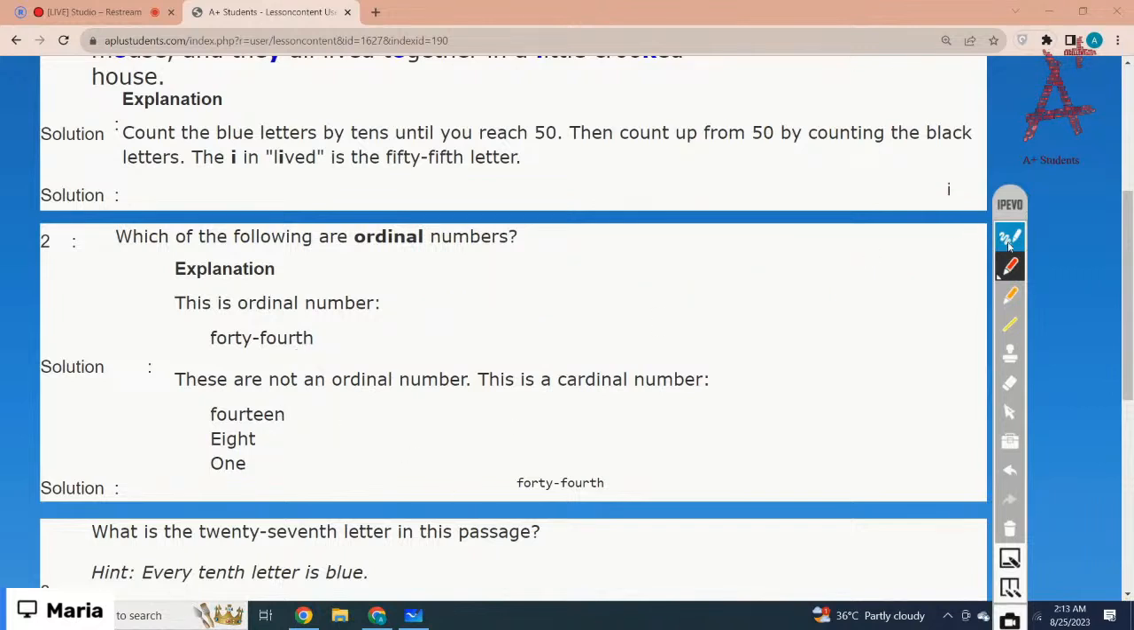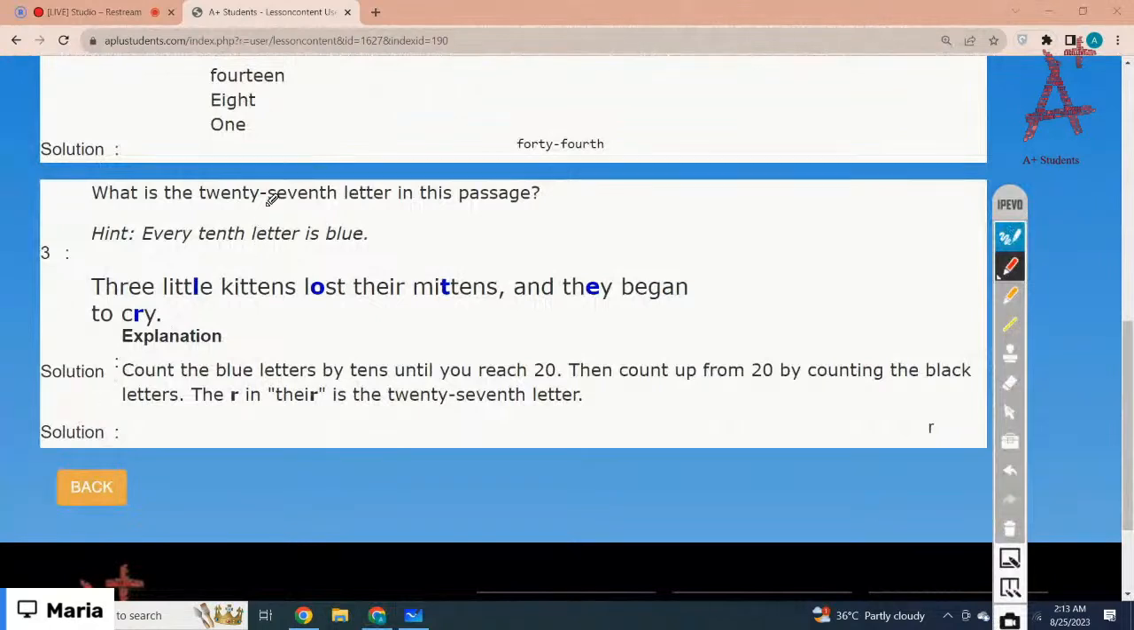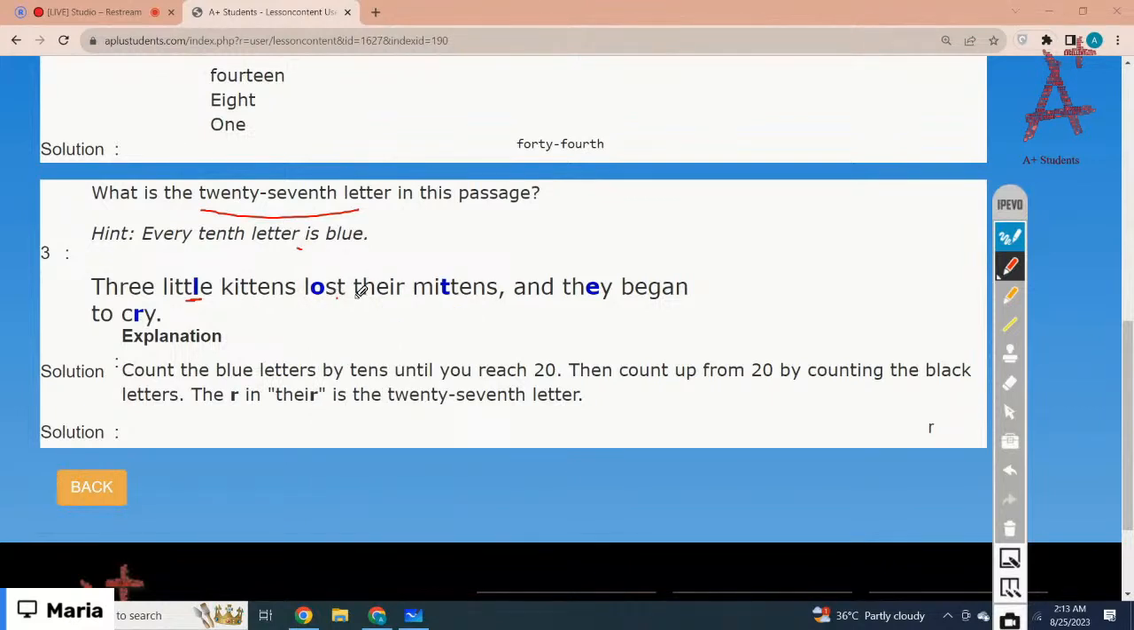Okay, the next one is what is the 27th letter in the passage, right? This one is 10, 20. You have to count 27, right? 21, 22, 23, 24, 25, 26, 27. R is the 27th letter in there.